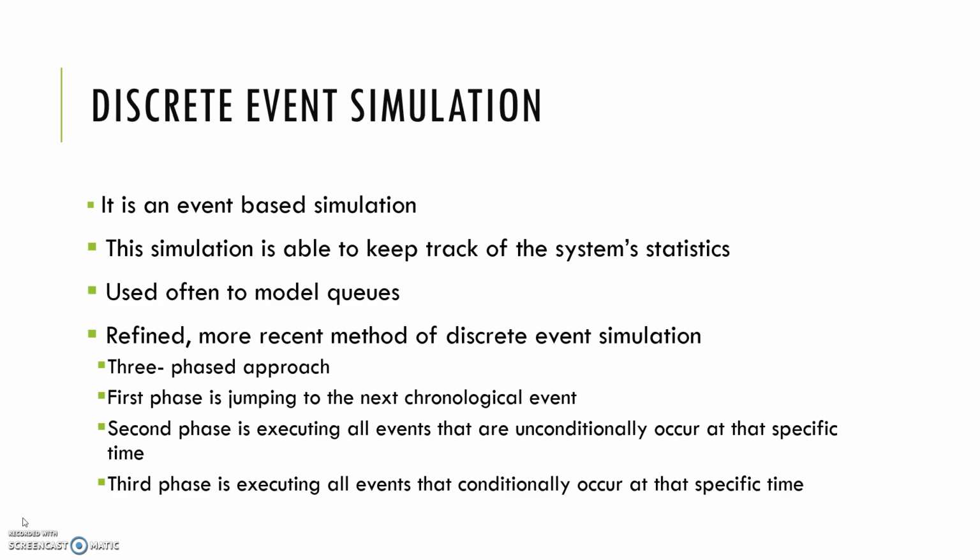Then we found this refined method for discrete event simulation, which is a three-phased approach. This is a new method that's being used. The first phase is jumping to the next chronological event. The second phase is executing all events that are unconditionally occurring at that specific time. And the third phase is executing all events that conditionally occur at that specific time. So it's just a different approach to the basic event-based simulation.